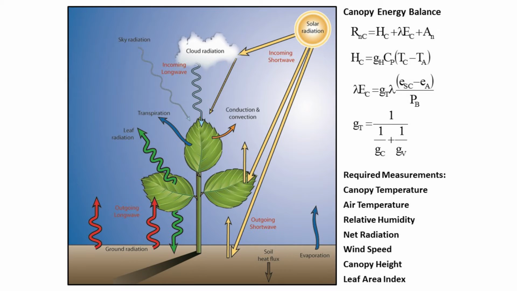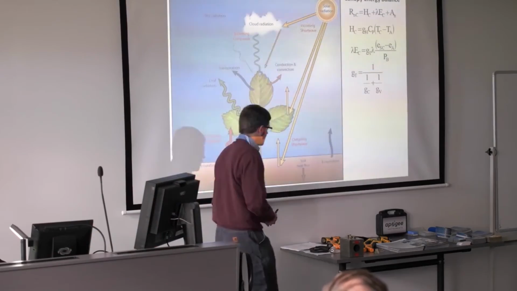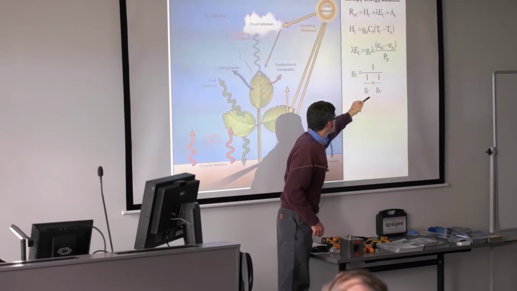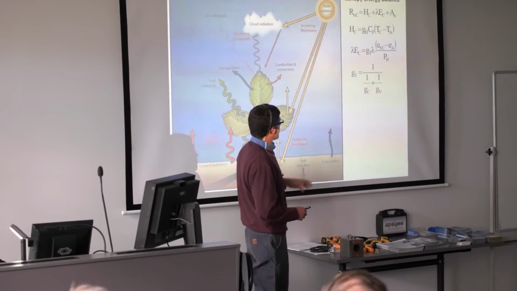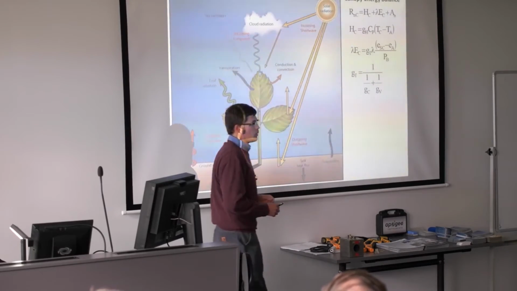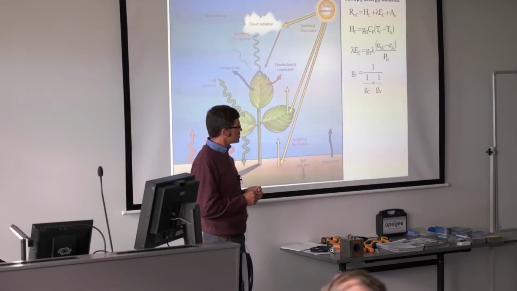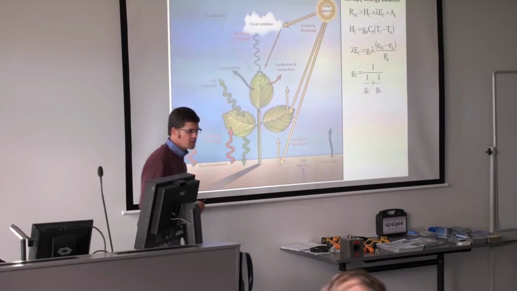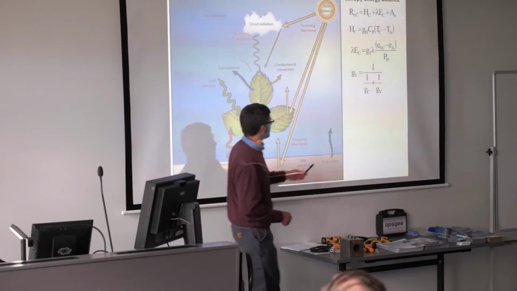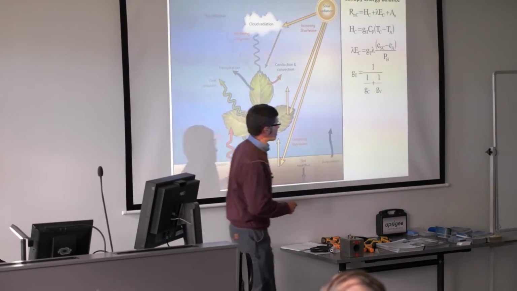So the equations over here are all the equations necessary to describe the surface energy balance. And the number that we're interested in here is the plant canopy stomatal conductance. So without going into detail, we can rearrange all of the equations that are shown here for the surface, and we can solve for this number.